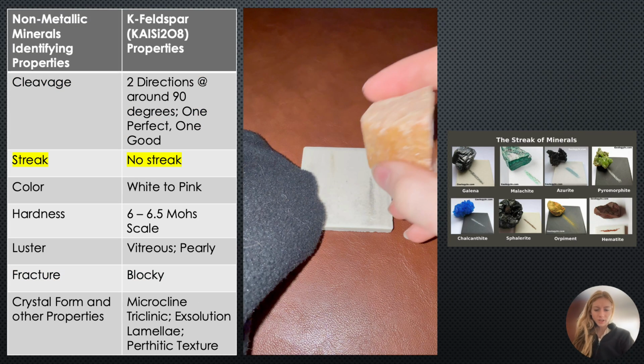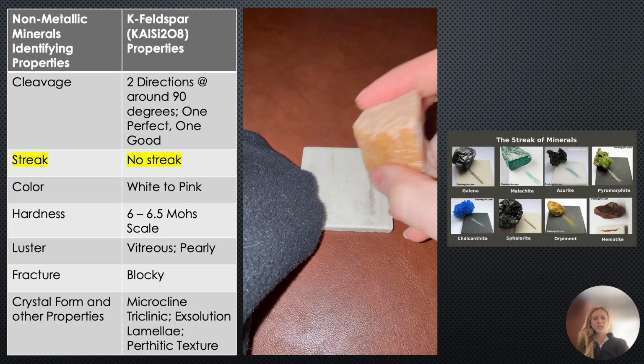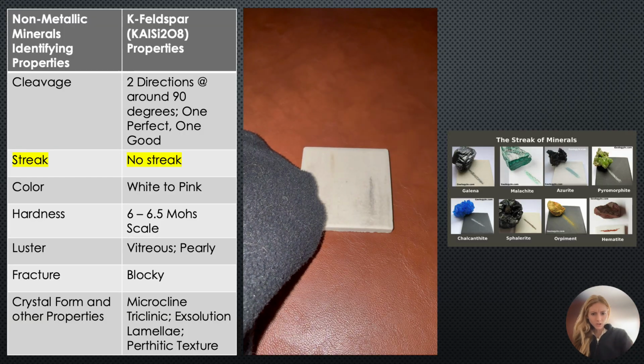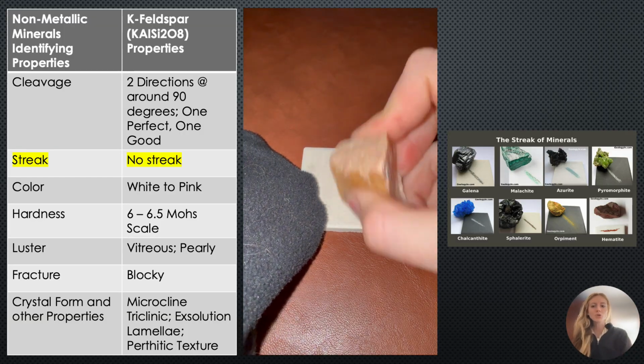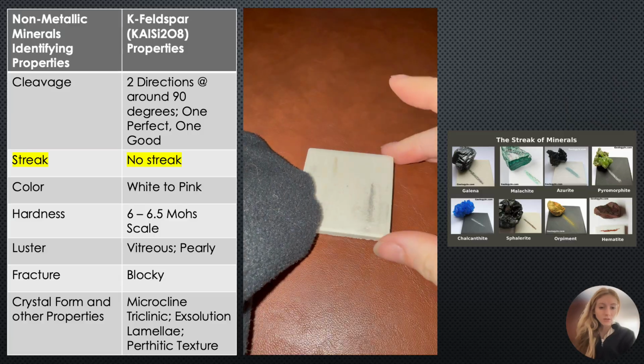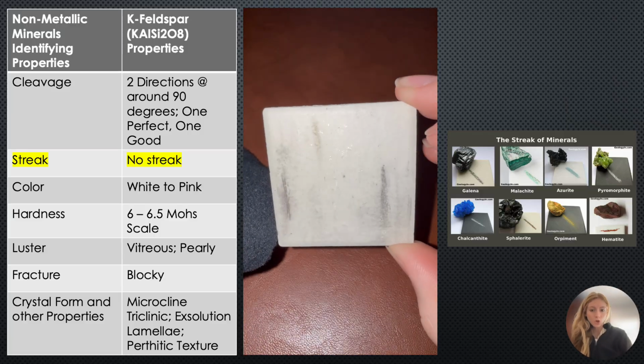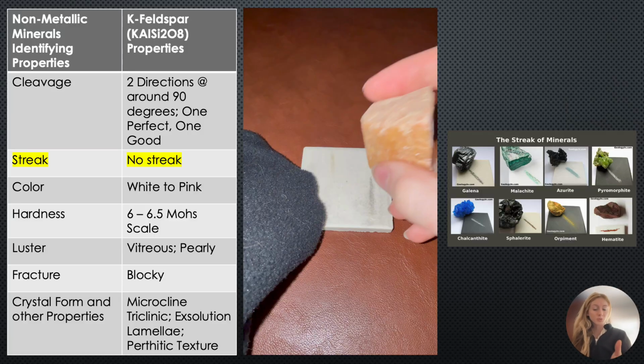Now we've got our streak plate. We can see over in our chart that we now have streak highlighted. Now we're going to go along our streak plate. There's going to be no streak color. Also, we can see in the picture on the right-hand side that minerals show streak colors as an identification factor, but this also tells us that if there's no streak, that's going to be a property of K feldspar.